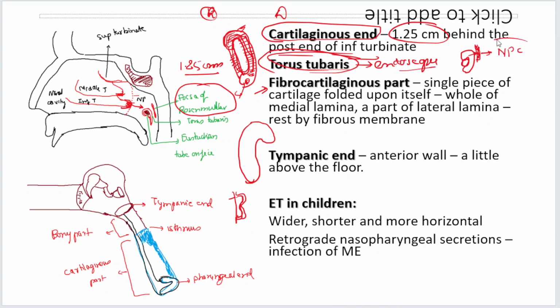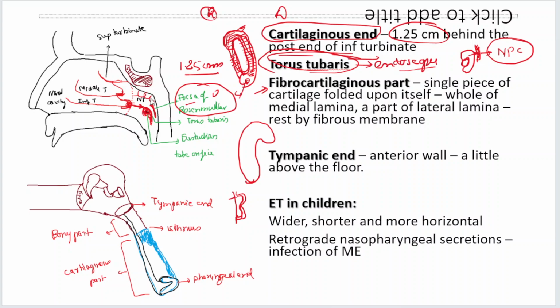and that is the most common place for origin of nasopharyngeal carcinoma, NPC. So here in the nasopharynx, we said 1.25 centimeters behind the posterior end of the inferior turbinate is the opening of the eustachian tube. The bulge which is produced by the fibrocartilage is called the torus tuberous, and behind it the important structure that we have is the fossa of Rosenmuller.